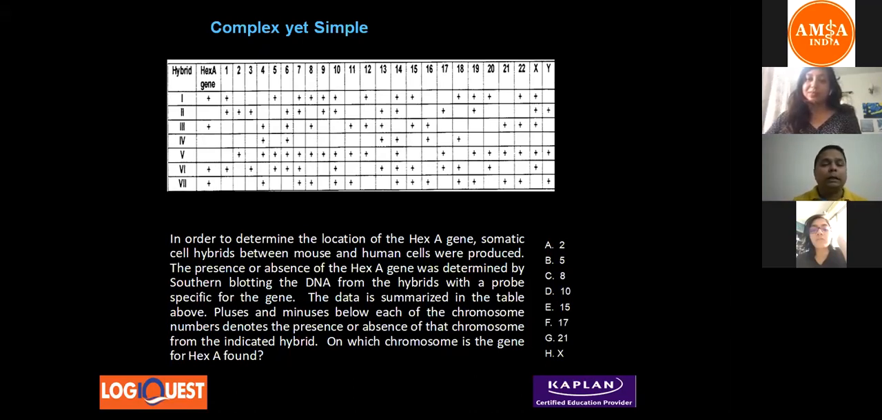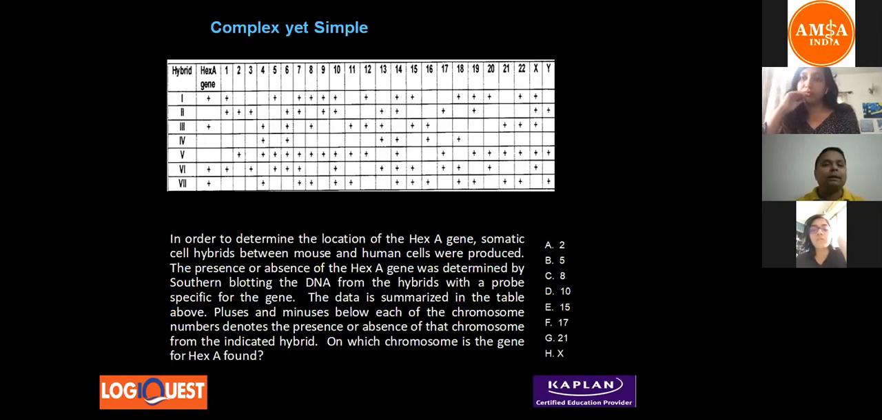All you need to do, the tip that I can give you at this point in time is, if you've not understood a question ever during the USMLEs, all you got to do is simply hit on the actual core question. So the core question is, on which chromosome is the gene for the Hex A found? That's all I need to do.